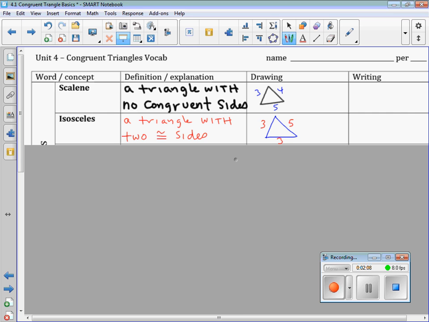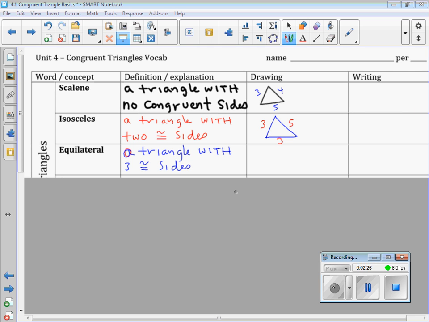All right, let's continue. An isosceles triangle is a triangle with two congruent sides. In the drawing, you'll see I have a triangle there. It has a 3, and a 5. So we know something about sides, so we can call it by a name that references its sides. Isosceles is a classification for a triangle when we know something about the sides.